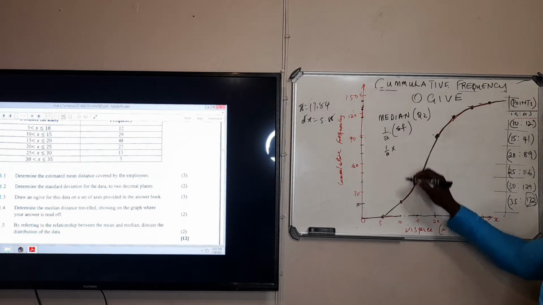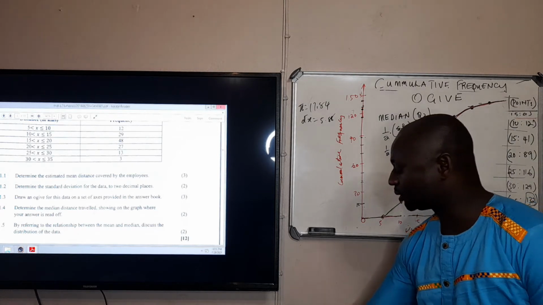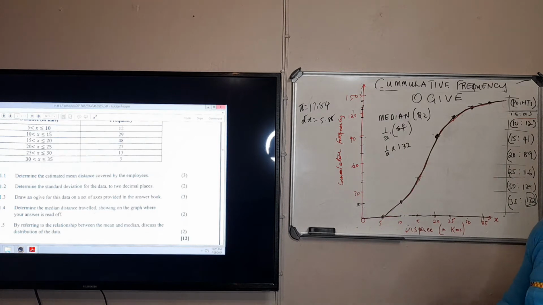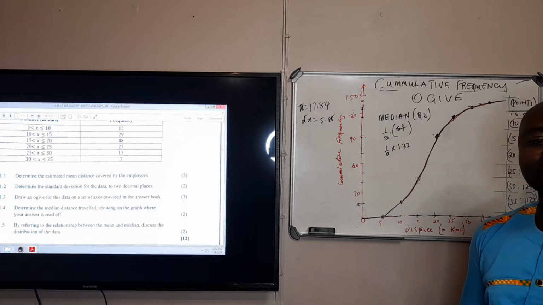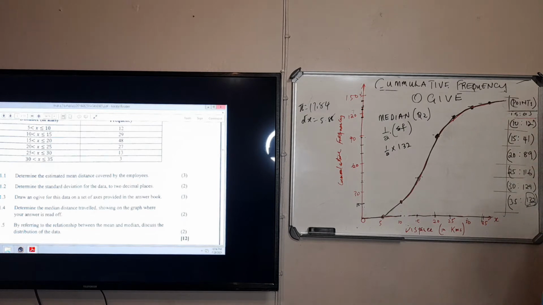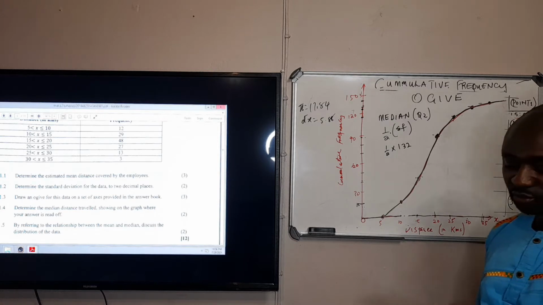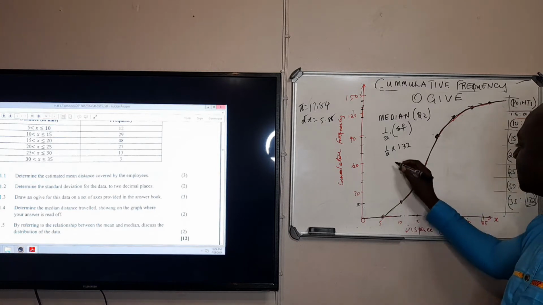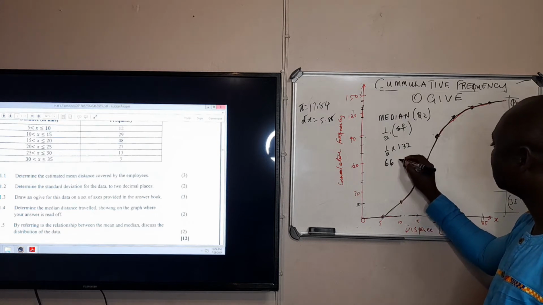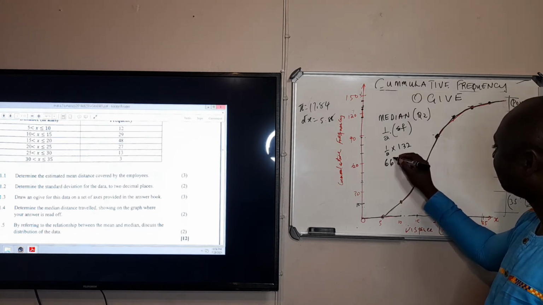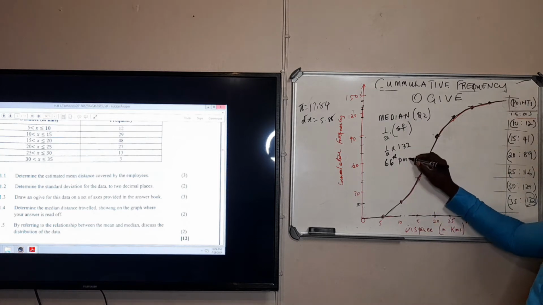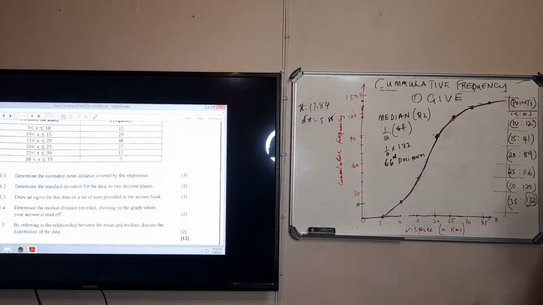That means we are going to get half times 132. This is how you do it with your calculator. You say 132 divided by 2. Because median is 50% of the data, the spread of the data, 50%. So when you find 50% of 132, or you simply say 132 divided by 2, it gives you 66. So here we have the 66 position where you can read off your median.